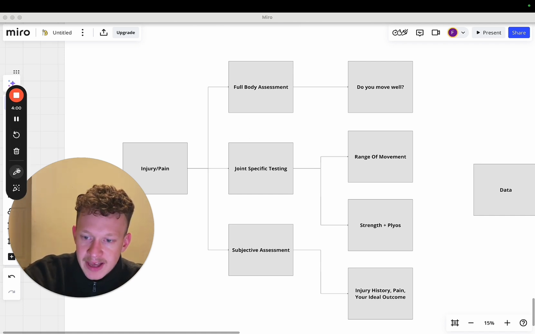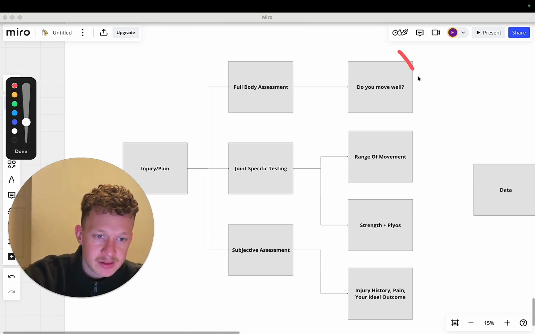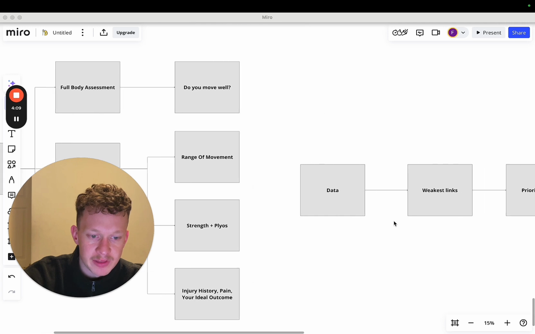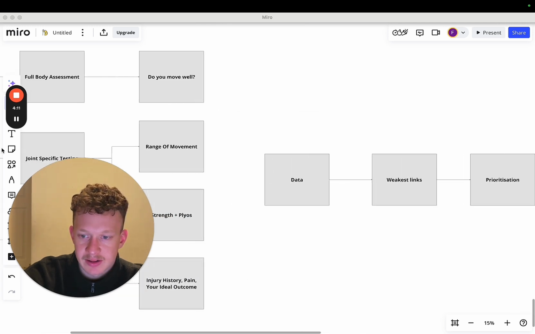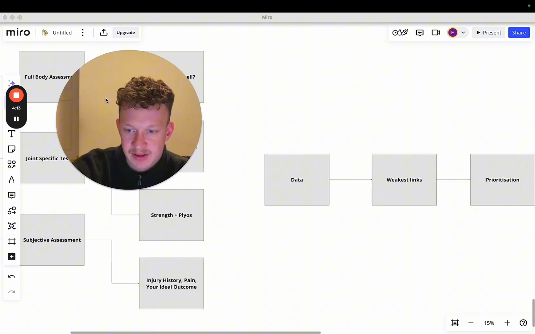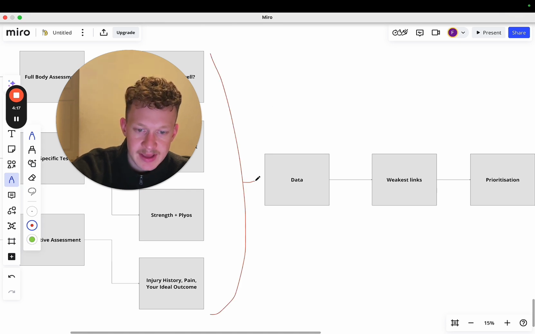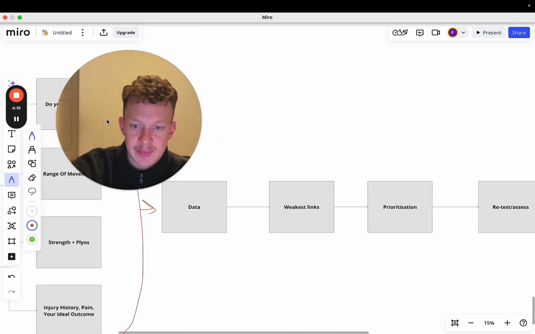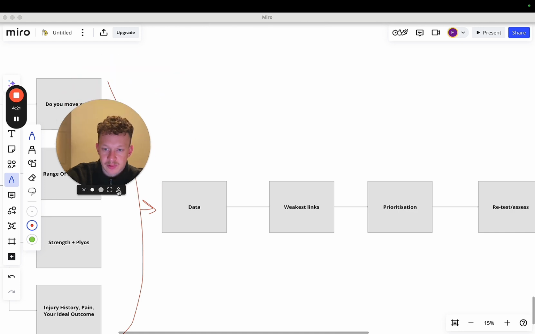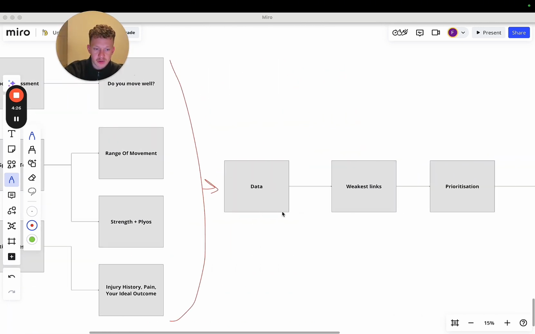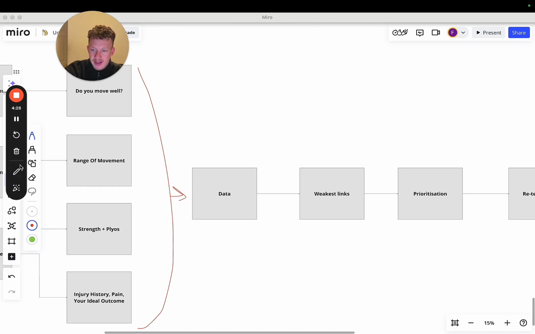So from that, let's just draw a little thing here. You've got some data. From this point, I'll just make that a bit more permanent. There we go. So from there, you've got some data, and then I'll just make myself a little bit smaller. There you go. It's about finding the weakest link. So out of all these things, what's the weakest link? What is the thing that we need to work on the most?